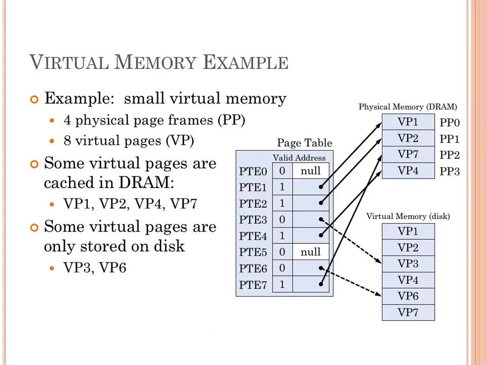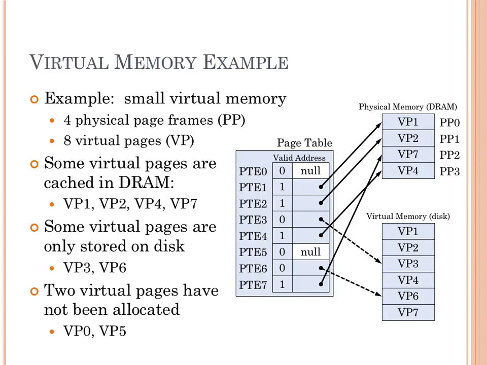Some are only on disk. So you can, again, spot them really easily because they have dotted lines. So PTE3 has a valid bit of 0, but it also says this is where the page is actually stored. And PTE6, same thing, says this is not valid, but the address says where it is on disk. And then you have 2 pages that are not allocated. So you have 0 and 5, which have details saying this is not allocated and it's not on disk. All right, does that make sense?